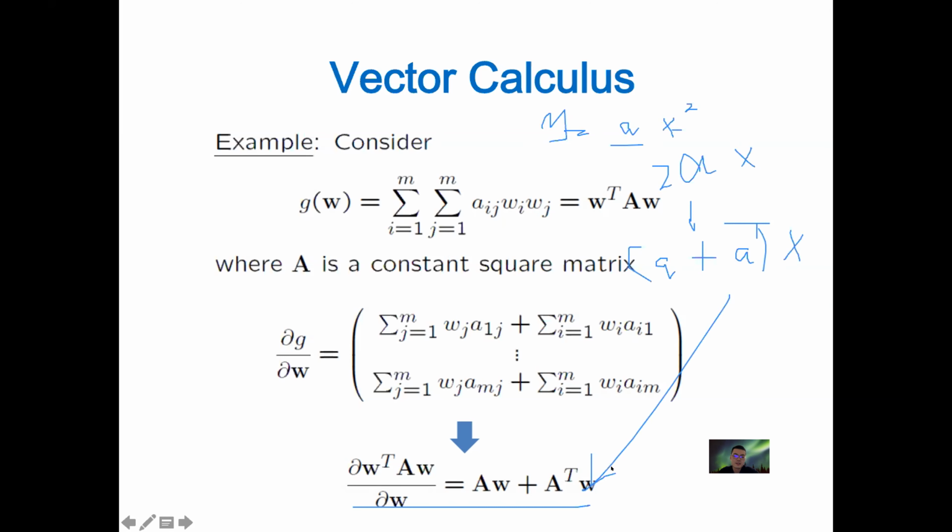This is to help you understand. If your A is, let's say, a covariance matrix or a Hessian matrix, it's a square symmetric matrix, A equal to A transpose, then you have 2AW. But in general, you can only say AW plus A transpose W.